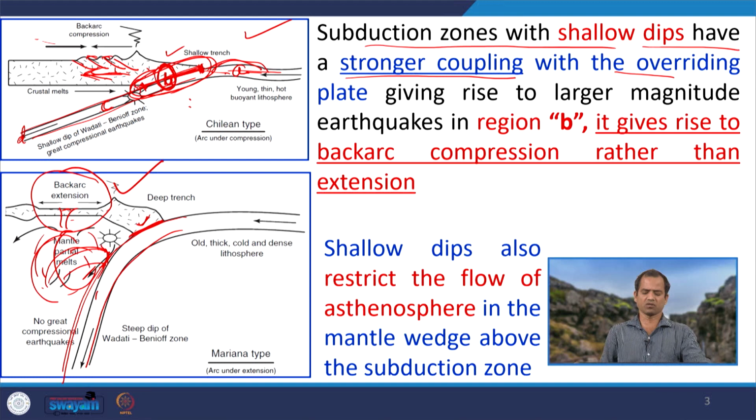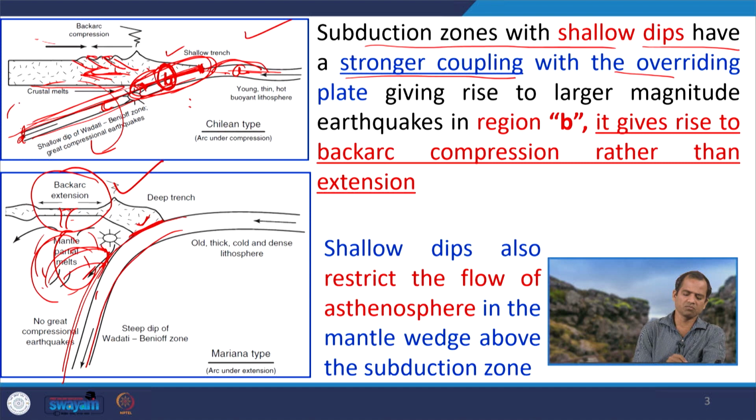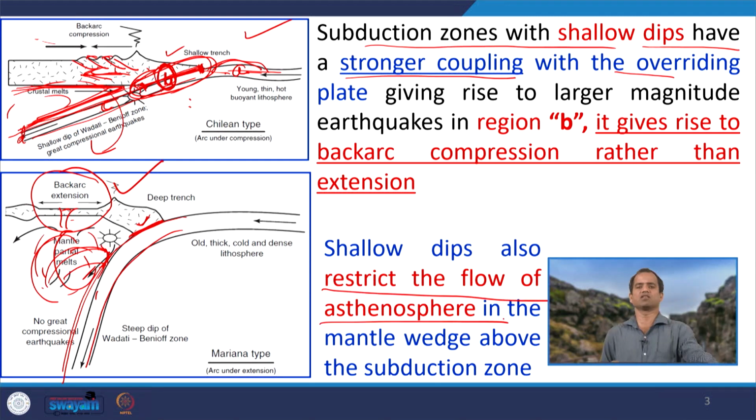Shallow dip also restricts the flow of asthenosphere in the mantle wedge above the subduction zone. Now, here imagine earlier this mantle convection was moving like this. Now, we are putting a plate here at a shallow depth. So, the part of this convected material which was restricted here is not able to move. That means, due to this restriction of this low angle, you cannot create a full-fledged convection system in the mantle. So, that is why it restricts the flow of asthenosphere in the mantle wedge which is above the subduction zone.